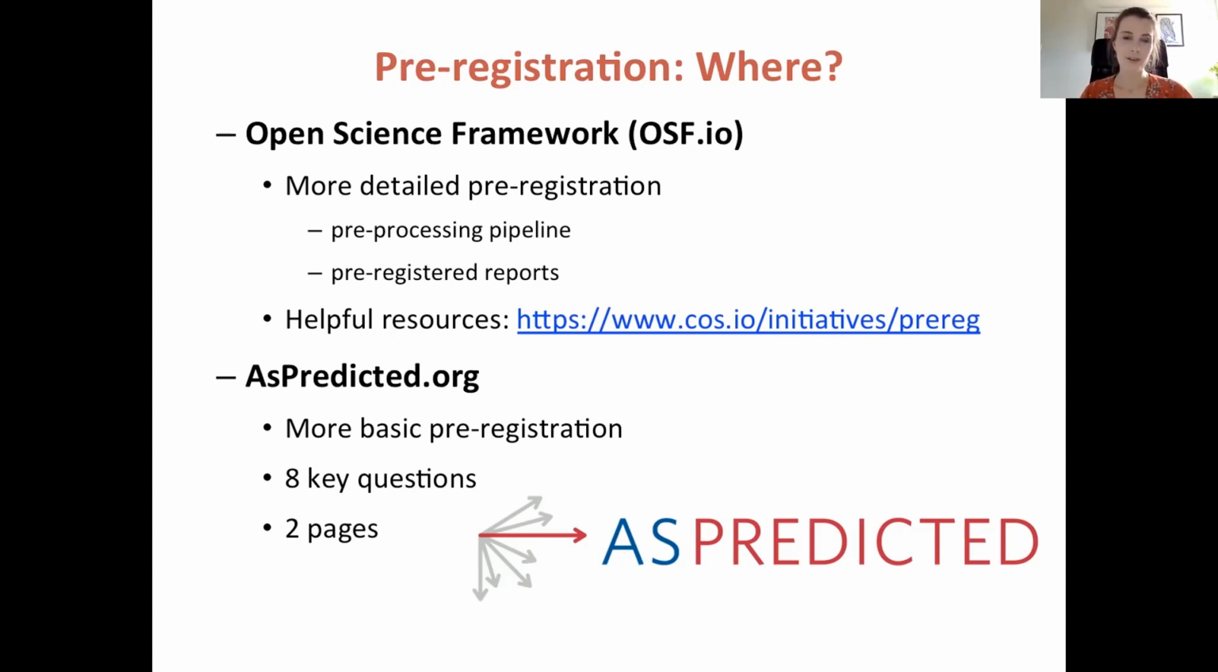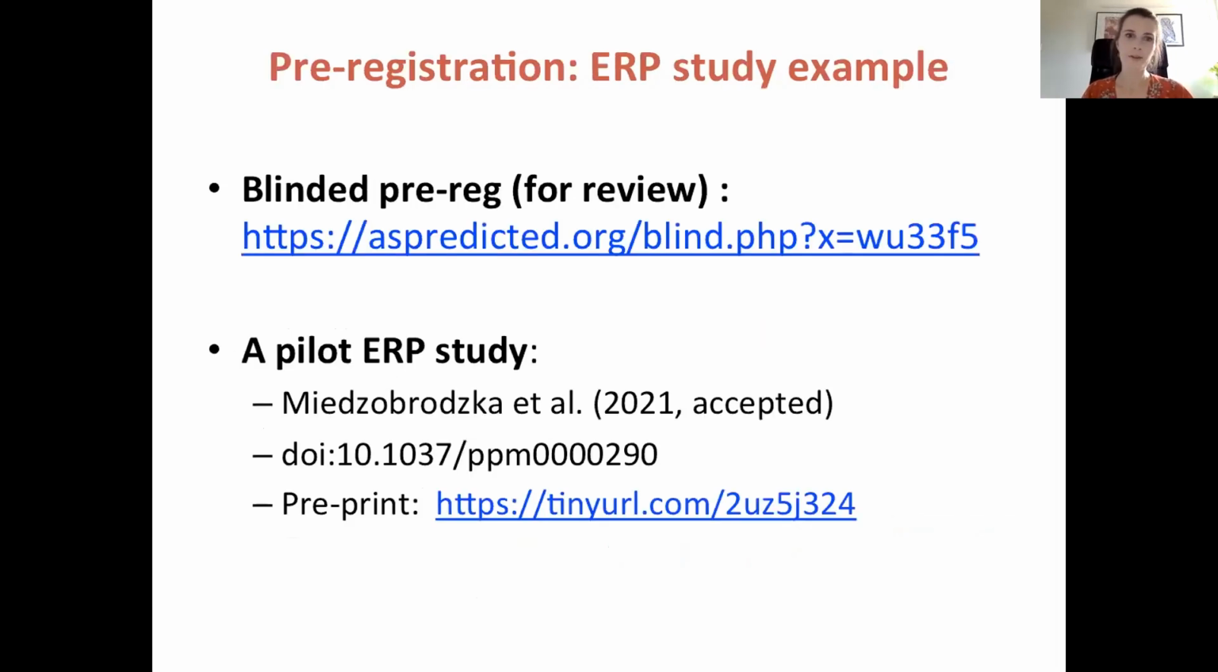Now I would like to share some insights from my registration of an ERP study. I registered my study at AsPredicted. It's available online for now in a blind version, because I'm still writing a manuscript based on that, and I would like to use the registration in the manuscript.